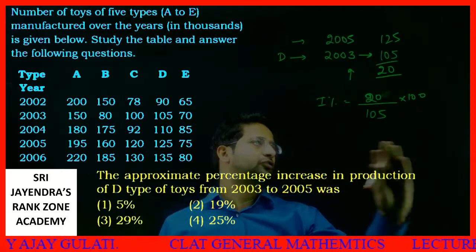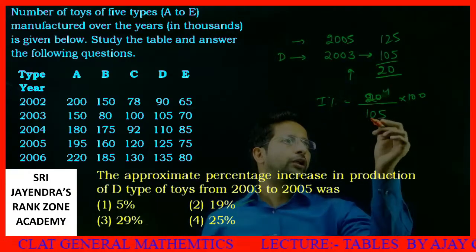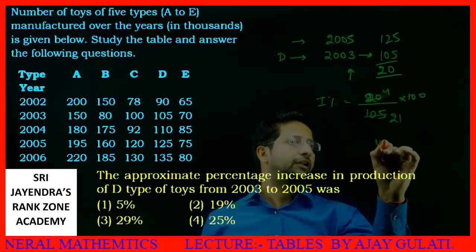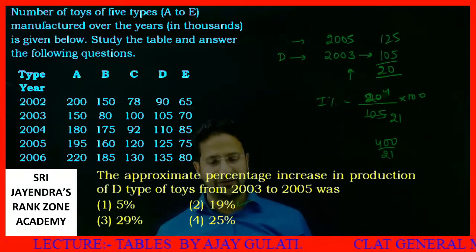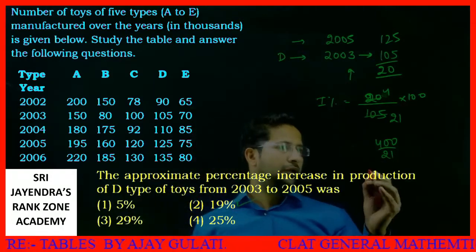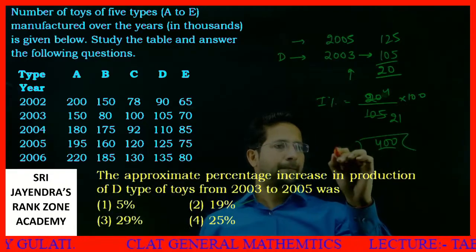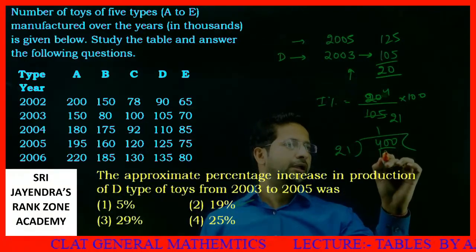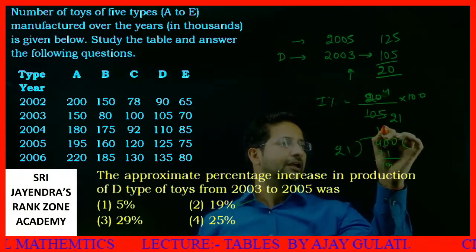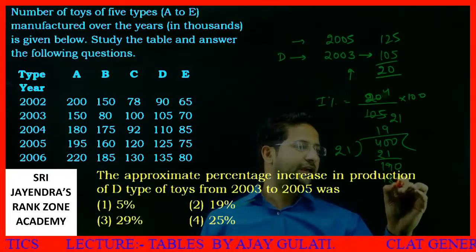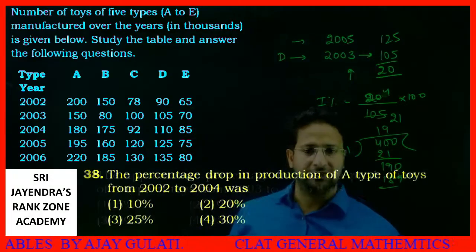Even if you want, we can solve it. 20 becomes 4. If I cancel by 5, this becomes 21. 400 by 21. Does it make sense? Is it clear to all of you? If I divide this by 21, first of all, 1. Here comes 21. Remaining is 19. Let's say 190. 21 into 9 is 189. So this is 9. So 19% is your answer. Let me show you the next question.